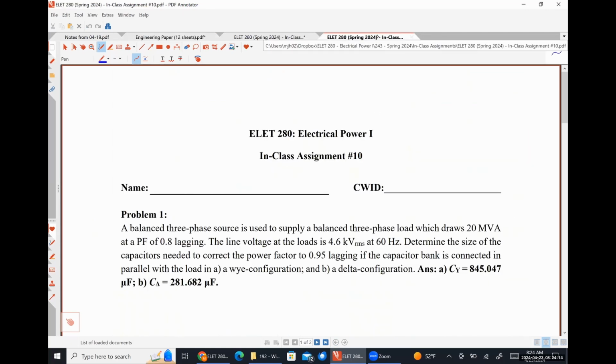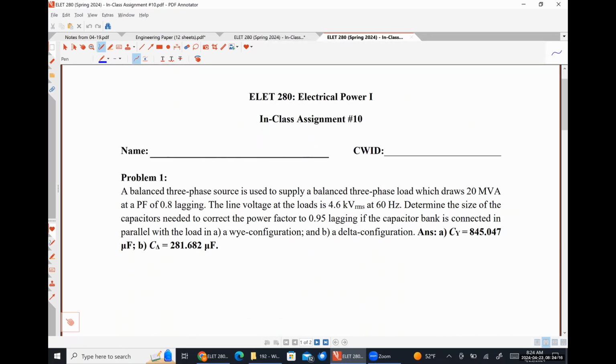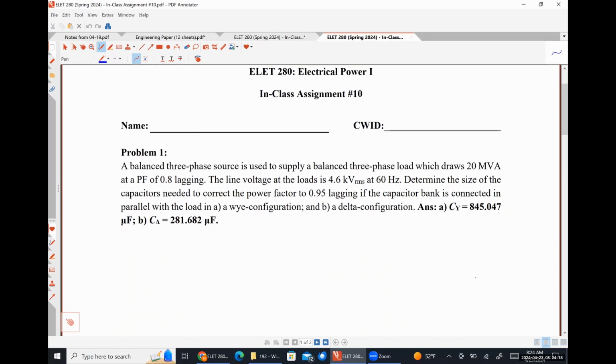So let's look at ICA number 10. Okay. And just as a heads up, I brought a textbook that has a ton of questions in case you guys want more practice with this after we knock out the ICA. I'm perfectly okay with that.